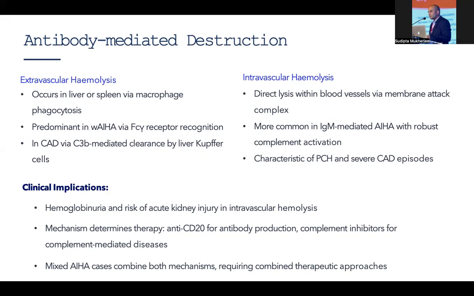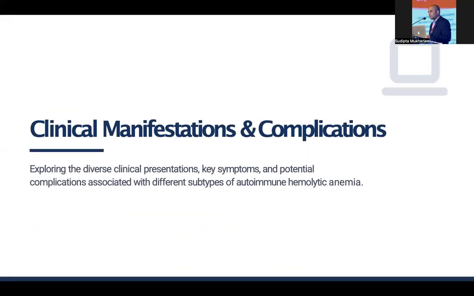And depending on the mechanism, CD20 antibody or complement inhibitors can be used in severe cases. In mixed variety cases, both mechanisms are there, so we need both types of therapy, that is, both to suppress your IgG production and also to suppress complement activation.